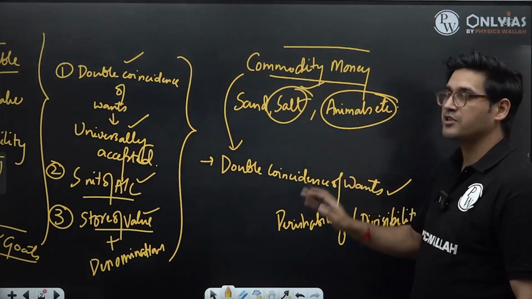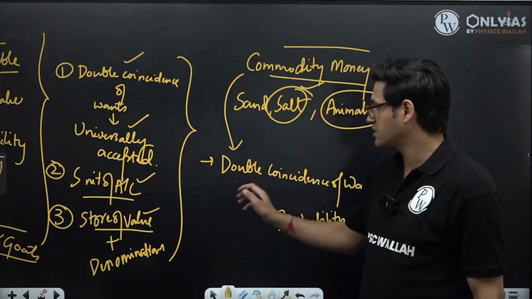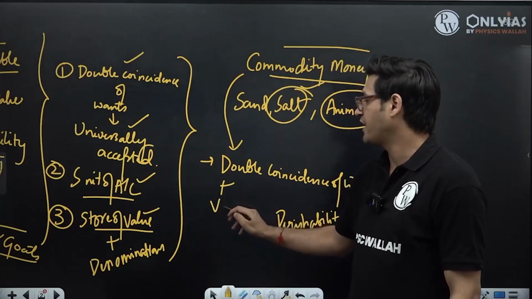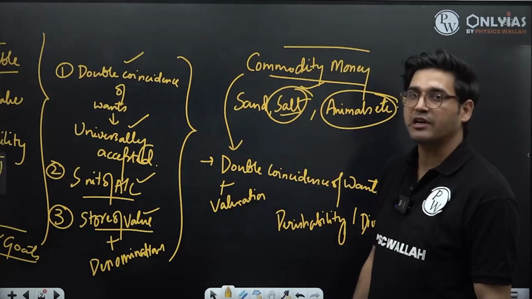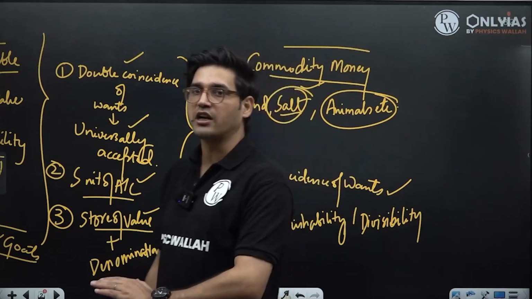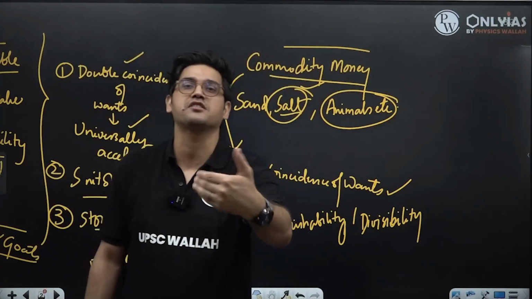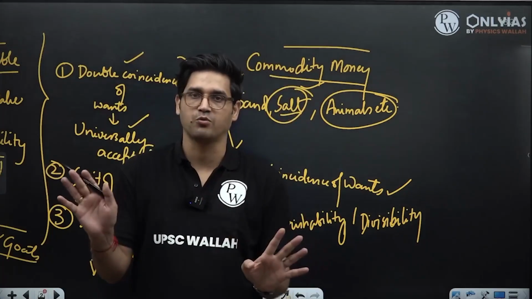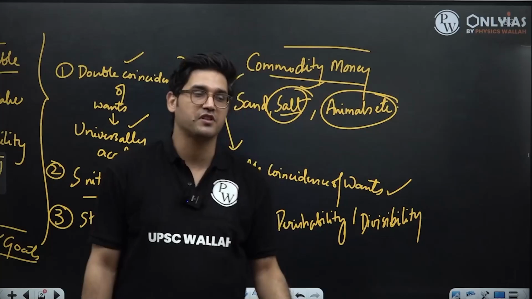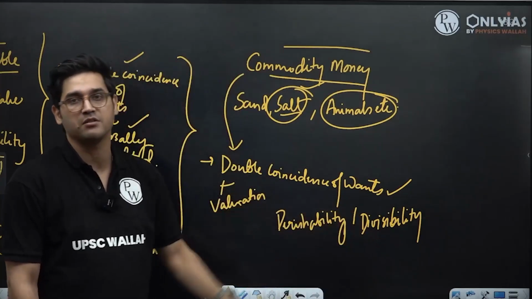The first two problems are solved. Now there is no double coincidence of wants, plus the problem of valuation. Since the society has accepted salt as money, the price of every other commodity will be expressed in the form of, let's say, grams of salt, right? You have solved the first two problems, but the next two problems, that of perishability and that of divisibility, will pertain.